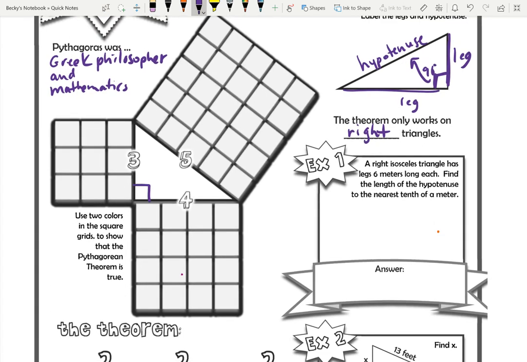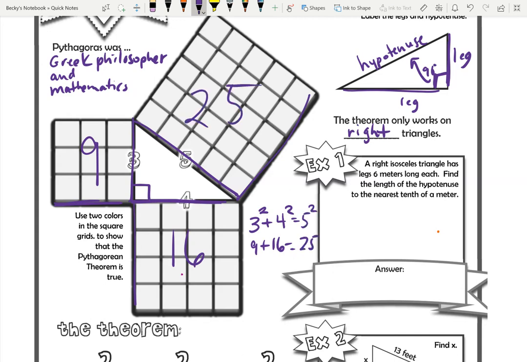Now this is a right triangle, and we know the sides 3, 4, and 5 make a right triangle. So this is just a representation of how the theorem works. If you take 3, which is a leg, and you square it, you get 9. And notice 3 times 3 is 9, and there are 9 boxes. We take the length of the second leg, which is 4, and we square it. 4 times 4 is 16. And that should be equal to the length of the hypotenuse squared, which is 5. 5 times 5 is 25.